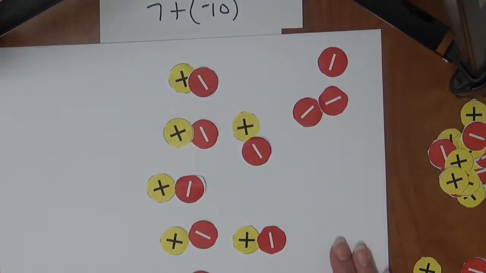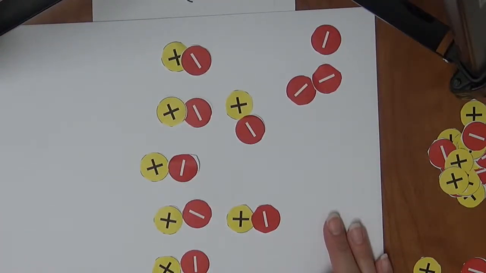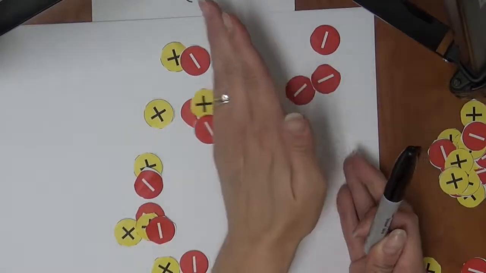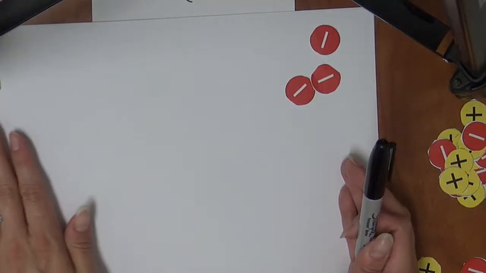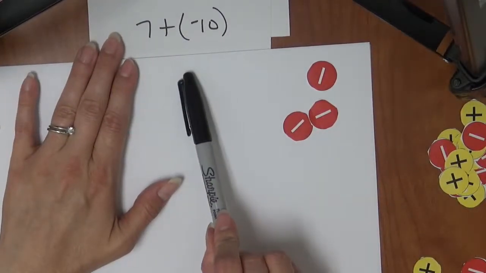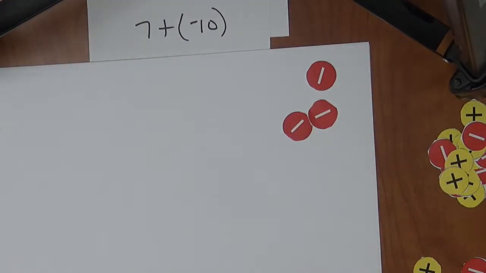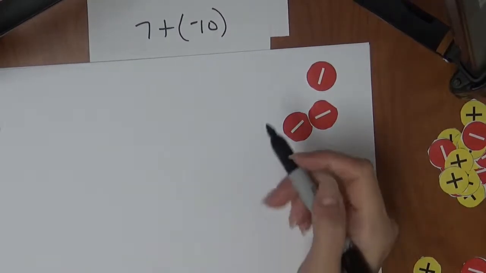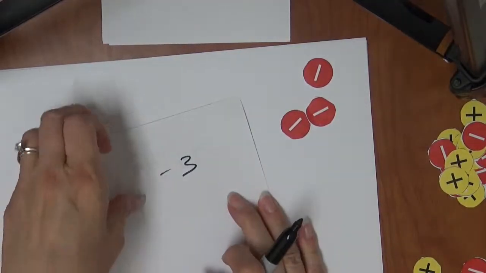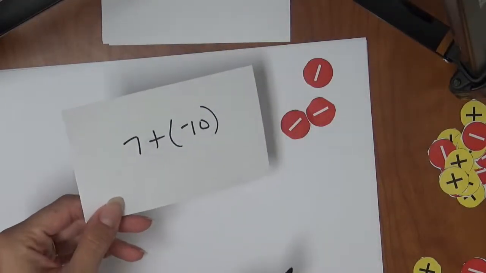All my zeros, they're gone. Zeros are gone. This is all that's left. 7 plus negative 10 is negative 3 for my answer. Negative 3. That's it. 7 plus negative 10 is negative 3.